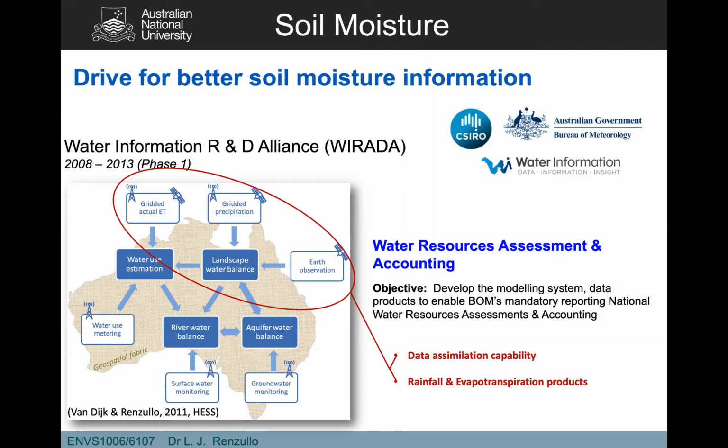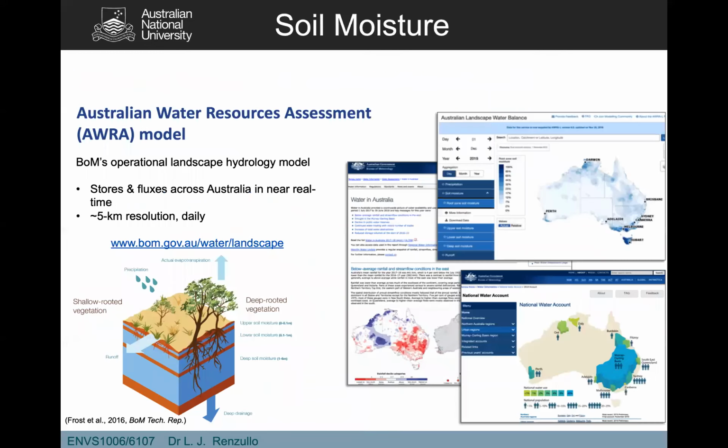This is all because the Bureau, back in 2007, was by act of law mandated to collect, disseminate and manage Australian water resources, in addition to their meteorological monitoring programs. And so, once water hits the ground, to find out where it goes and what becomes of it, we had to develop the landscape water balance model.